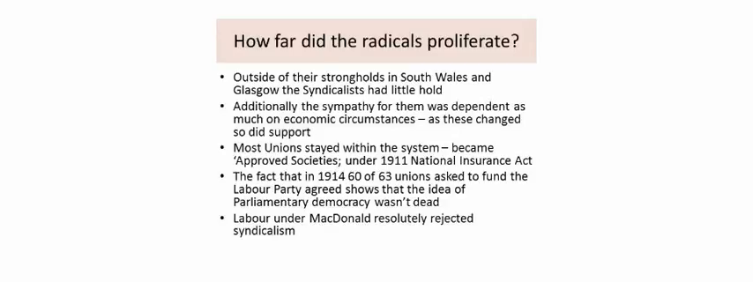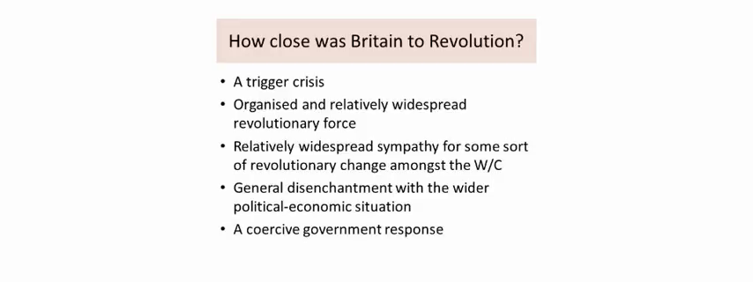So syndicalism and radicalism fail to proliferate among the masses, fail to proliferate in the unions, and fail to proliferate in the political party of the Labour Party. Therefore, there is really nowhere it develops. So in reality, if we look at our summary, what does Britain need for a revolution? A trigger crisis?